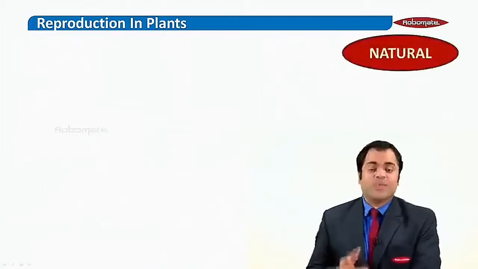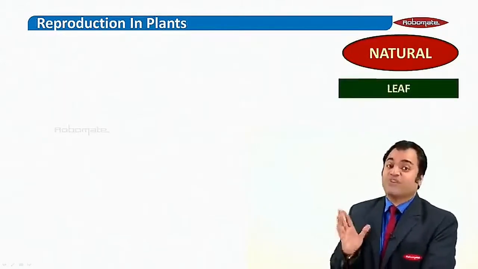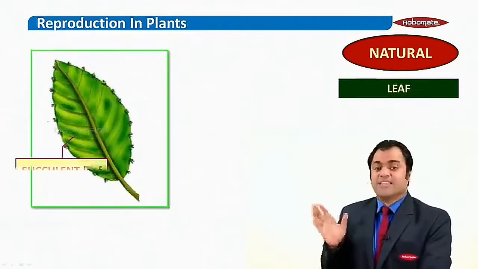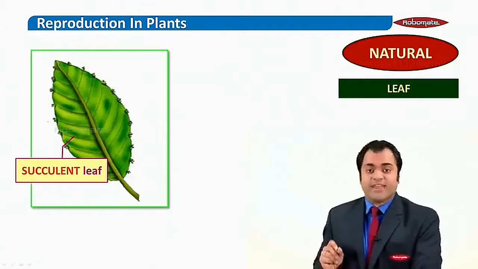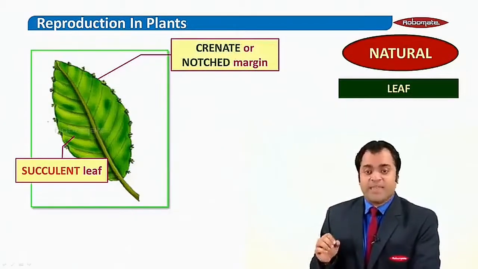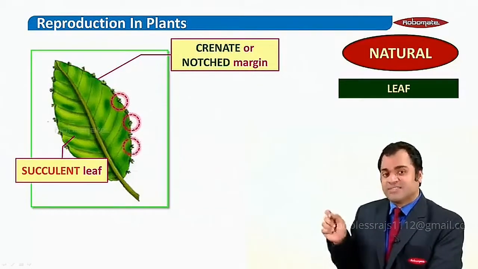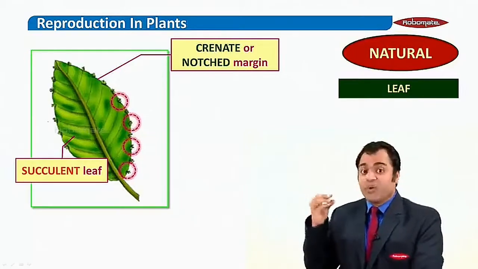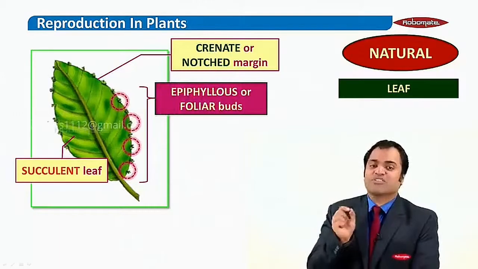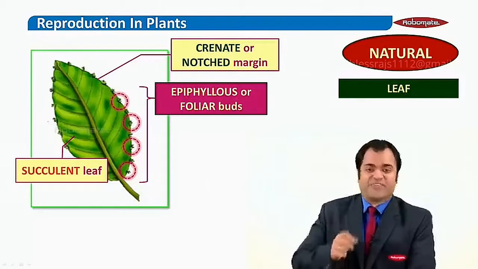Moving on, let us see one more method of natural vegetative propagation, called the use of leaf. Look at this beautiful leaf. Some plants have these thick, juicy, succulent leaves, right? Where the margin of the leaf is crenate or notched. Is it okay? Now remember, in each of these notches, it is going to produce several buds. Now because these buds are growing on leaf, they are also called epiphyllous, or they are also called foliar buds. Epiphyllous meaning growing on leaf.